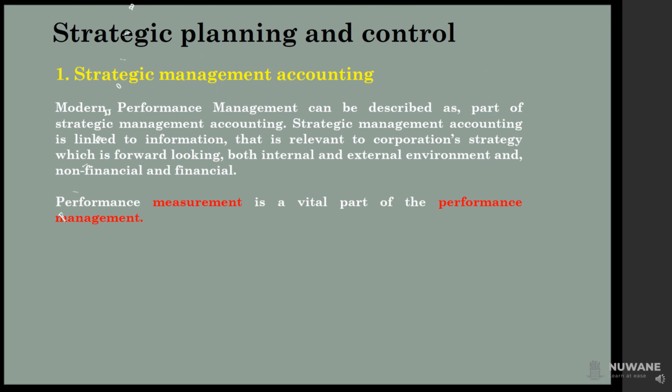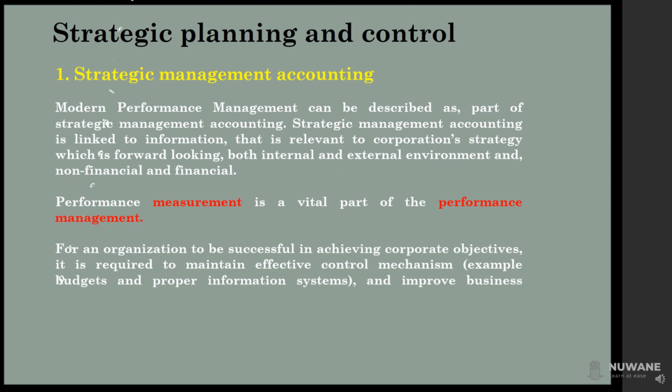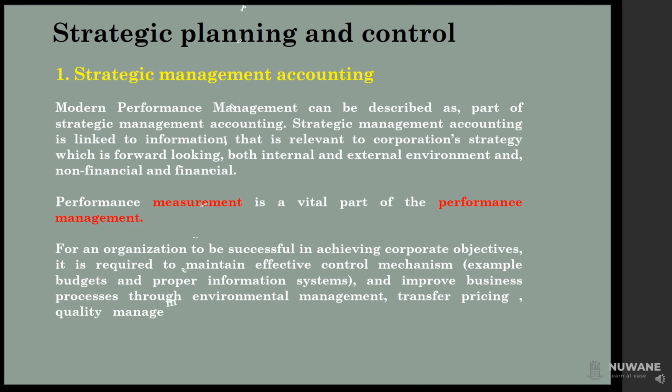For an organization to be successful in achieving corporate objectives, it is required to maintain effective control mechanisms, for example budgets and proper information systems, and improve business processes through environmental management, transfer pricing, quality management, information systems and different reward systems.